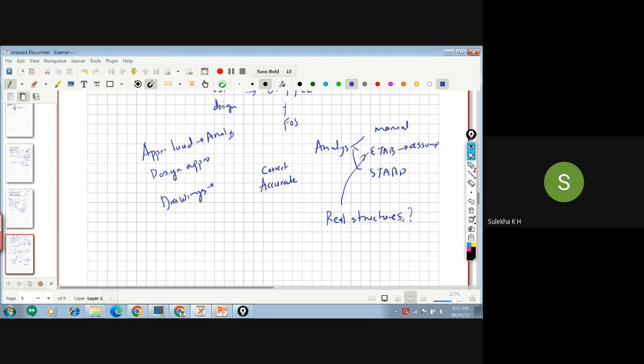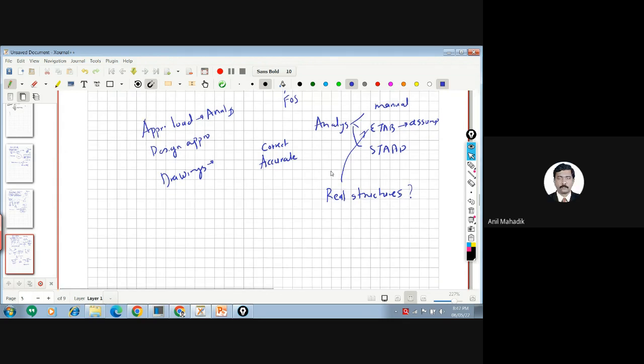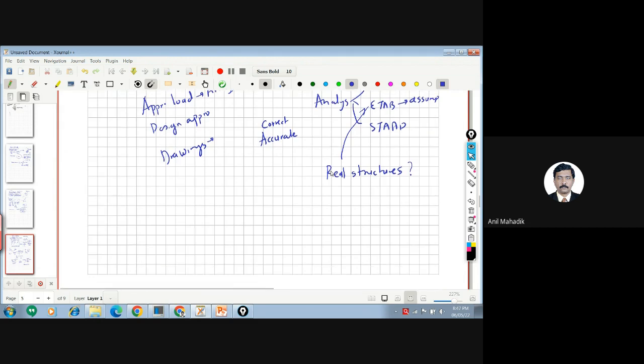Yes, sir, we can hear it, but up to what extent does it mean a real structure? A real structure means whatever structure is constructed on the ground. I cannot take that structure, lift it, and put it into the lab to analyze or check the real structure. It's not possible, right? So what I am doing is a mathematical model of it.